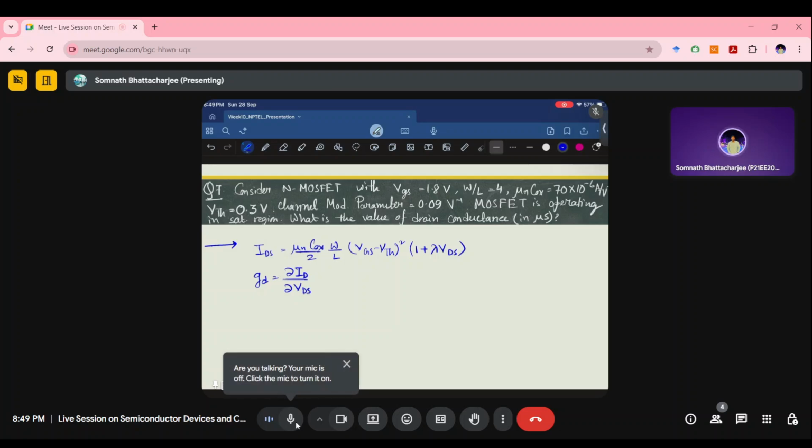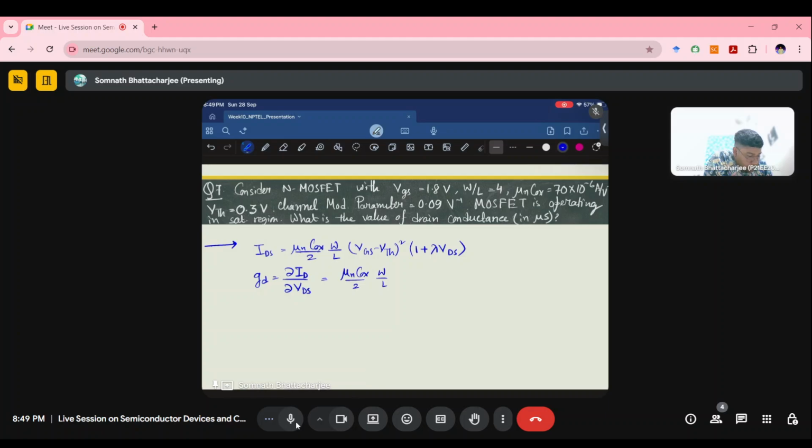This is a basic differentiation, so maybe I'll do this. So this is nothing but mu n Cox by 2 W by L VGS minus VTH whole square multiplied by lambda. So we know all the values here. So how much was this? It was 70 times 10 to the minus 6 by 2. W by L was 4. VGS is 1.8 minus VTH is 0.3 whole square multiplied by 0.09. So we'll just have to put the values.